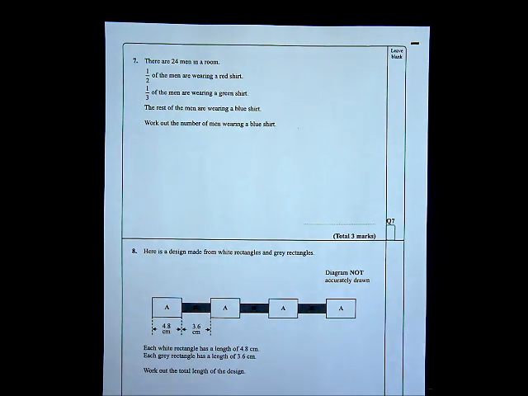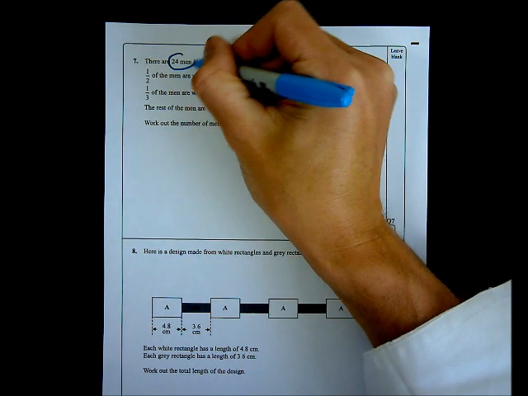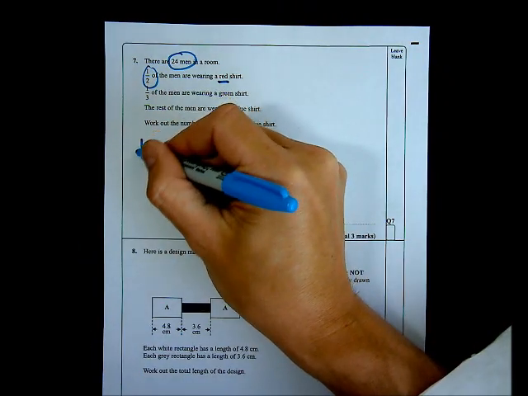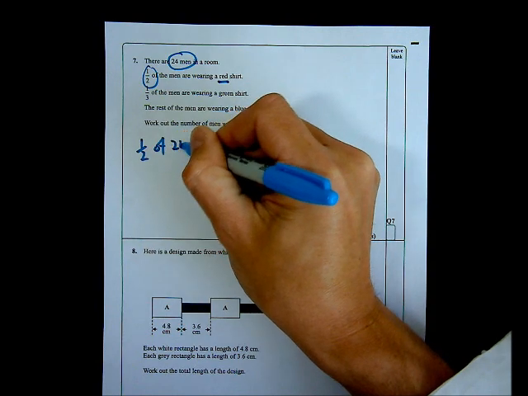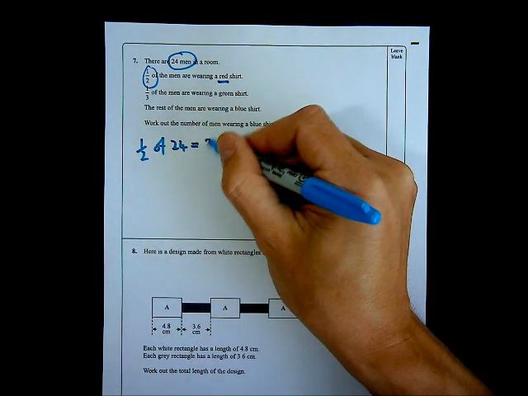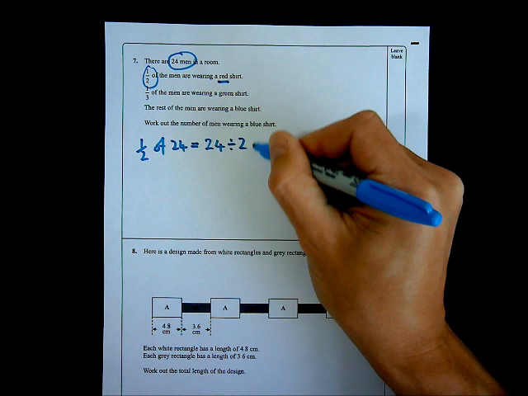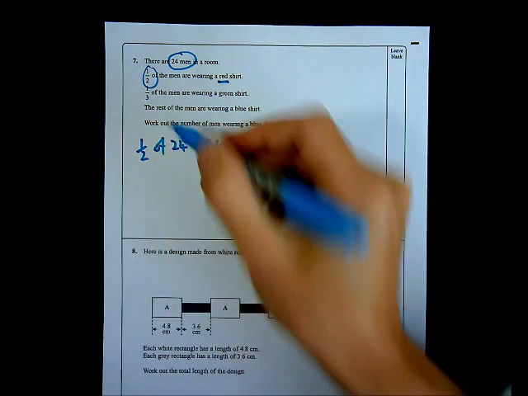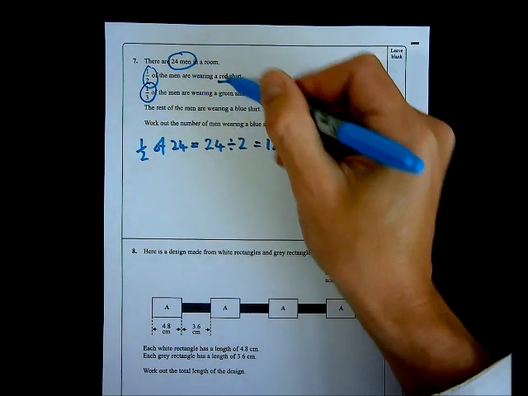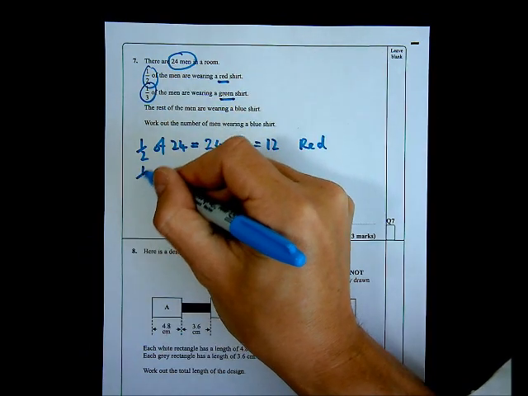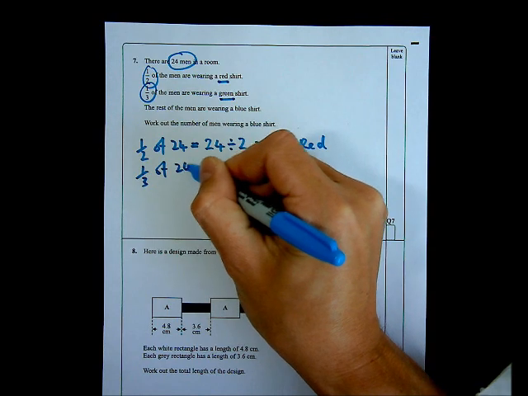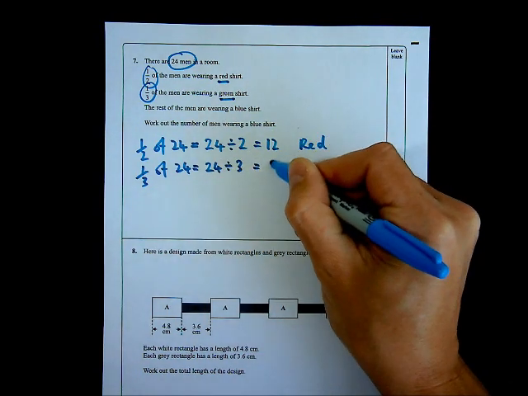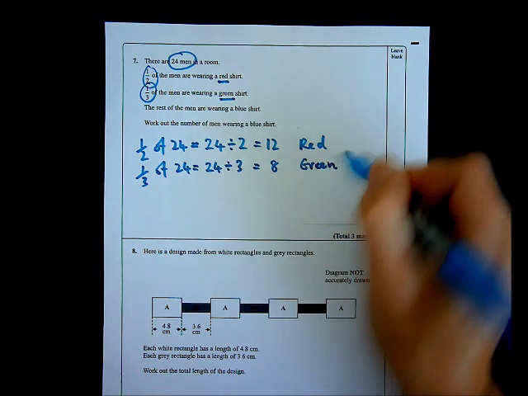On question 7, I'm told that there are 24 men in a room, and that half of them are wearing a red shirt. So I need to find 1/2 of 24, and to find 1/2 of 24 I need to do 24 divided by 2, which is 12. So there are 12 men wearing a red shirt. In the second part of the question, I'm told that 1/3 are wearing a green shirt, so I need to find 1/3 of 24, which will be 24 divided by 3, which would be 8. So there are 8 men wearing a green shirt.